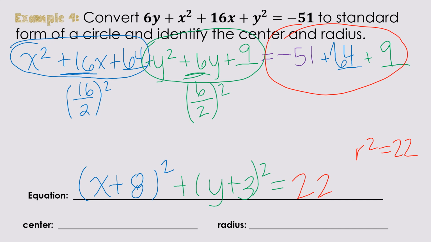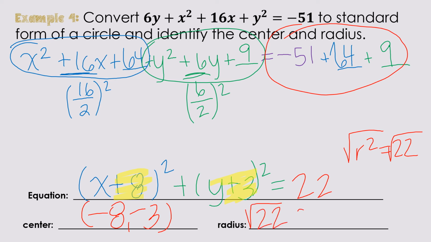So when we identify the center, we are looking at the h and k value. Remember, they are going to be the opposite of what they appear. So our center will be negative 8, negative 3. We know that the radius squared is 22, so to find the radius, we square root 22, which is the exact value, and then the approximate value of the square root of 22 is 4.7.